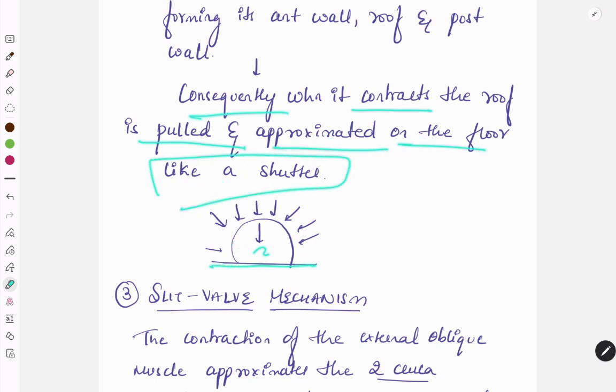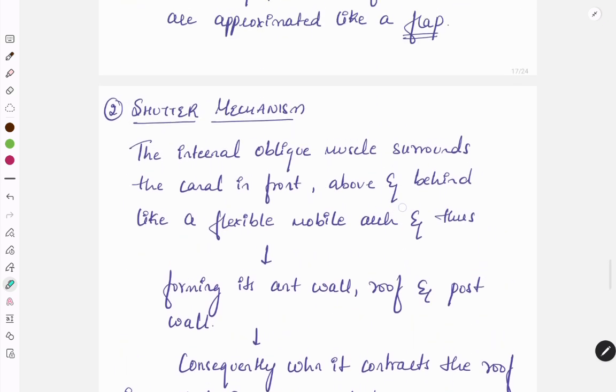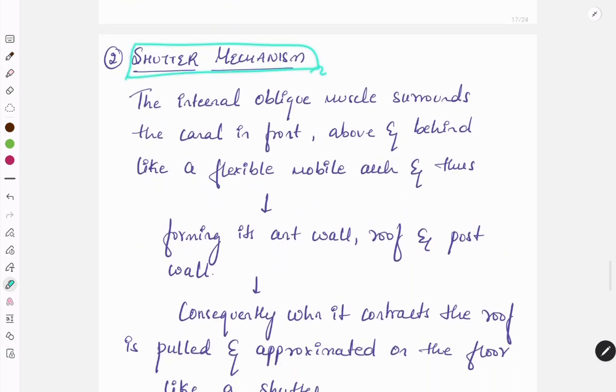Yes, as you can see in this diagram. If this is the roof, when the muscle contracts, it acts like a shutter and is approximated to the floor, like a shop closes its shutter downwards and locks it over here. Similarly, your internal oblique muscle closes off like this, because of which the contents cannot come out. I hope this is understood. This is a very nice way to remember, and the name is also very nice, shutter mechanism. And which muscle is acting like a shutter? It is your internal oblique muscle.